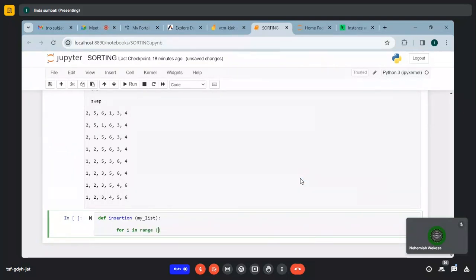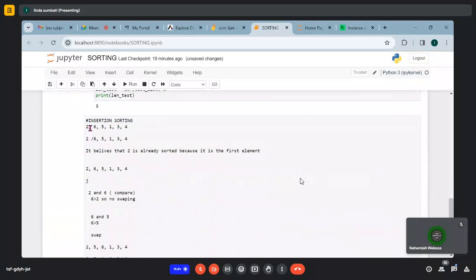So here there will be a slight difference. It assumes that 2 is already sorted, or the first element is sorted. So that's why we have 1 there. If somebody asks me why 1 is there, this is because the loop starts at position number 1 and goes until the end of the list. When you say the loop starts at position number 1, that means it assumes this one at index 0 is already sorted, then it starts at index 1. Are we together?